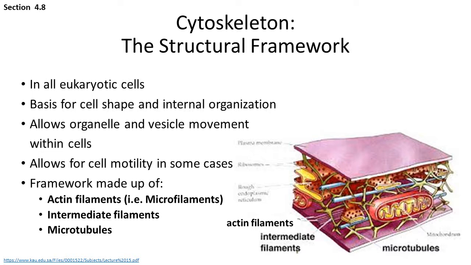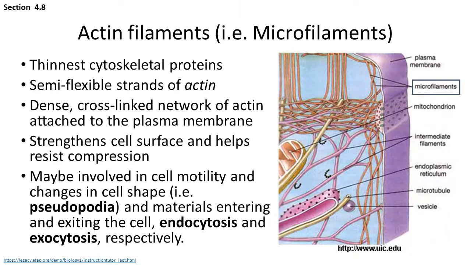The framework of the cytoskeleton is made up of actin filaments that are typically called microfilaments, intermediate filaments, and microtubules. Actin filaments or microfilaments are the thinnest cytoskeleton proteins. They are made of semi-flexible strands of actin. There is a dense cross-linked network of actin attached to the plasma membrane that strengthens the cell surface and helps to resist cell compression.